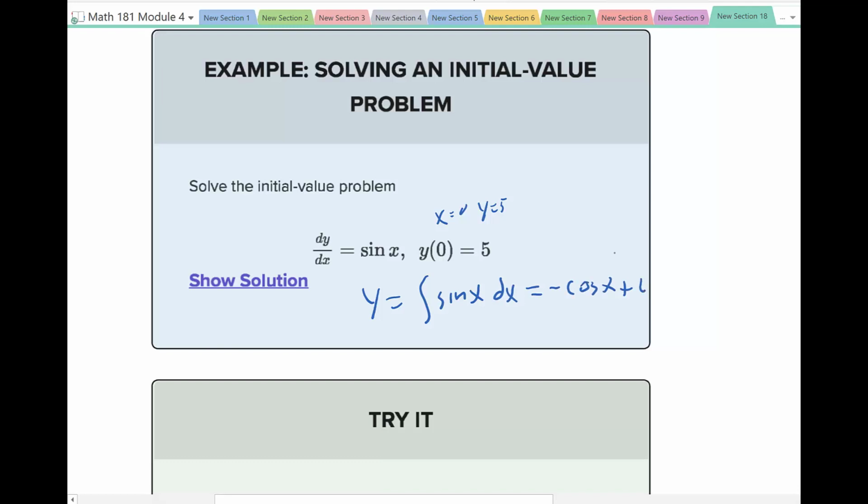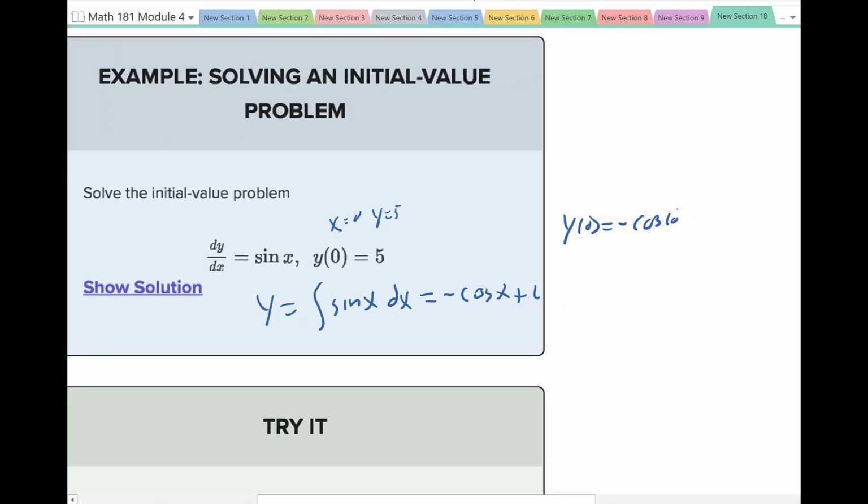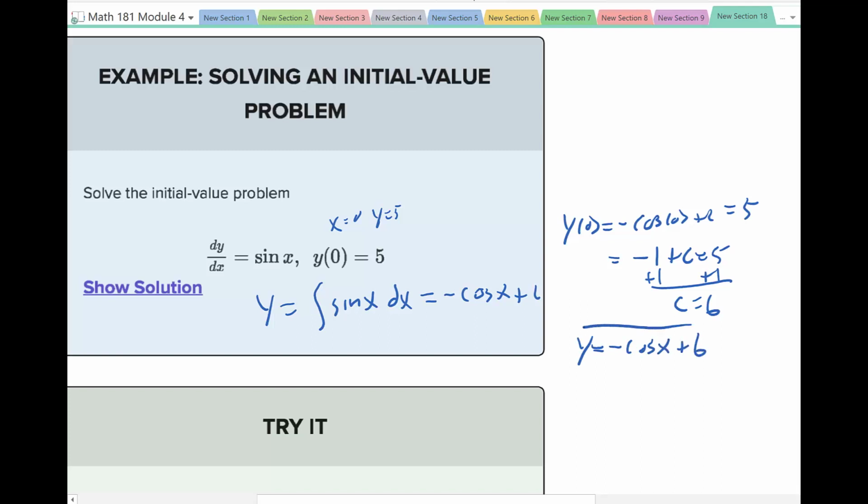Well, we also have an initial condition. It says that if x is 0, y is 5. So we could say y at 0 is going to be negative cosine of 0 plus c, and that should equal 5. Negative cosine of 0. So cosine of 0 is 1. So that's negative 1 plus c equals 5. So if I add a 1 to both sides, c equals 6. And then we have that our y is negative cosine of x plus 6. And that's it.